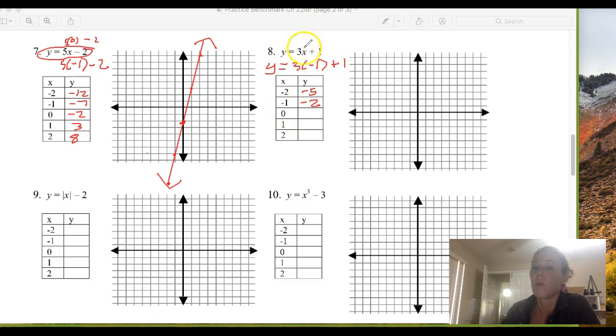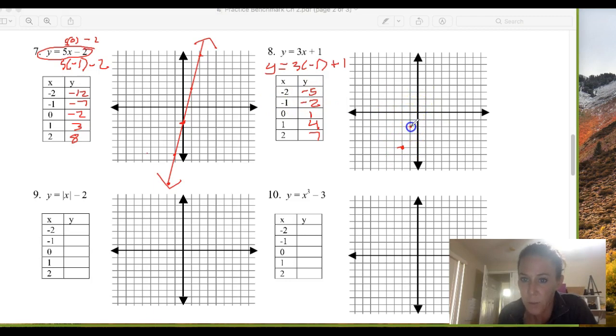Plug in 0. This makes this 0, so I end up with 1. Plug in 1. That makes that 3. 3 plus 1 is 4. Plug in 2. 2 times 3 is 6. 6 plus 1 is 7. Graph your points. -2, -1, 2, 3, 4, 5. If you're accurate, these should be easy problems.